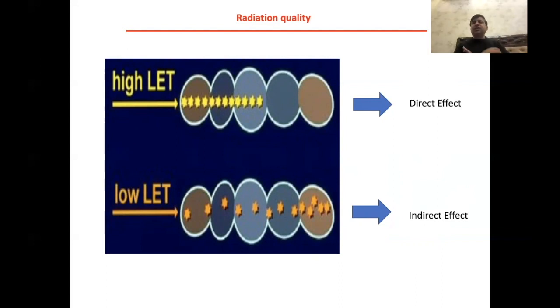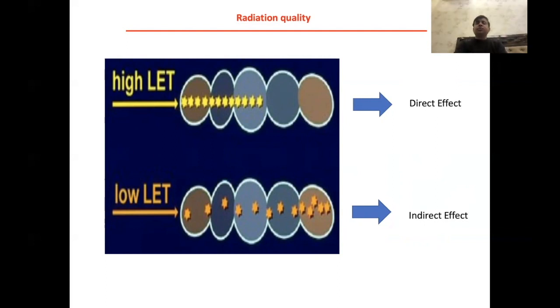And as far as the available literature suggests, in gamma radiation exposure or contamination, the indirect effect dominates 2 to 3 times more than the direct effect. It means somewhere around 67 to 70% is dominated by the indirect effect, and around 33 to 30% is direct effect. So this is the basic philosophy that basically decides the thing.